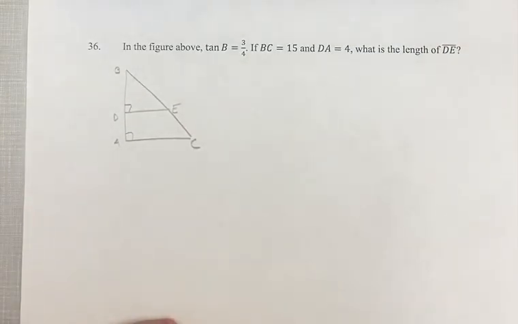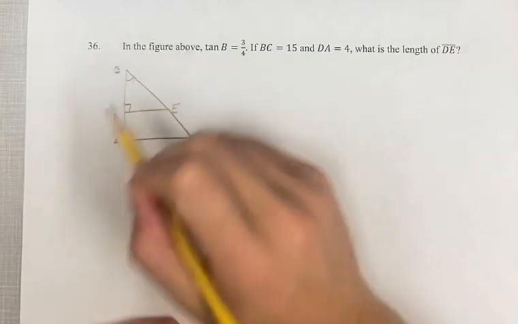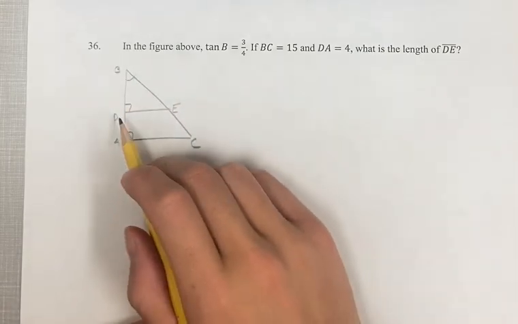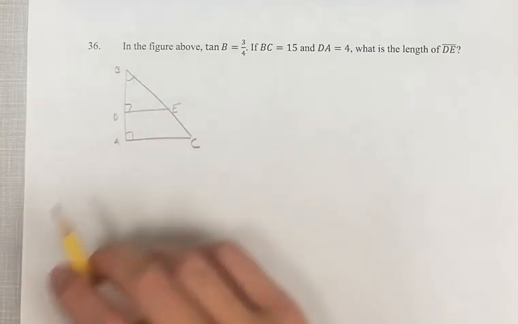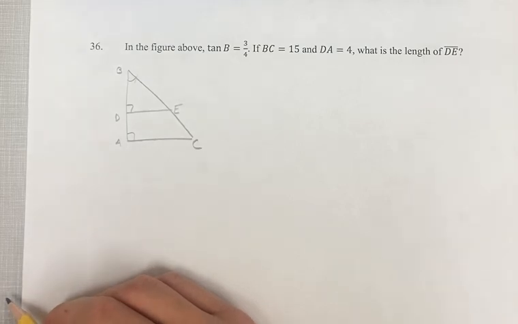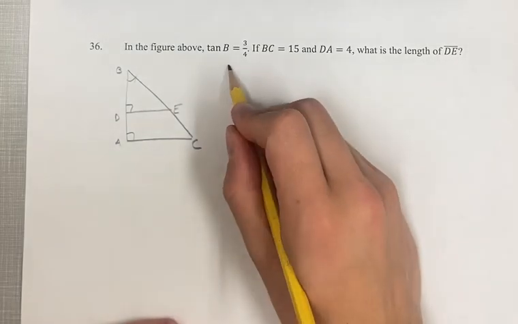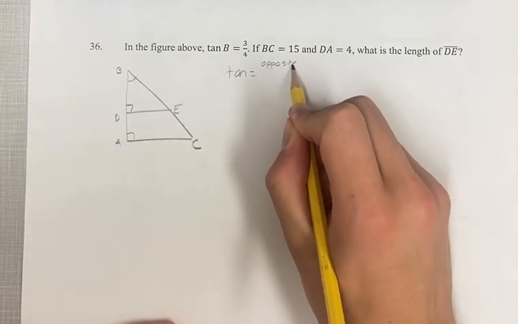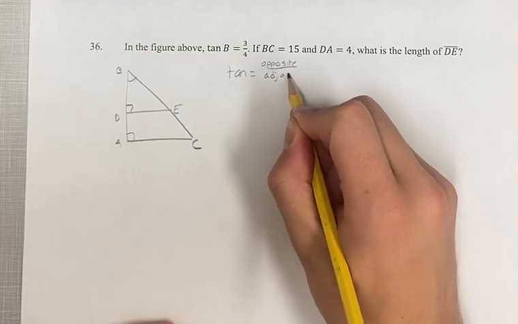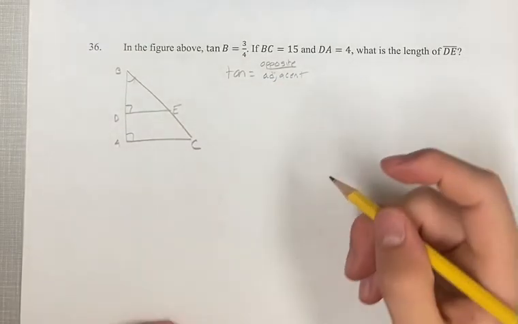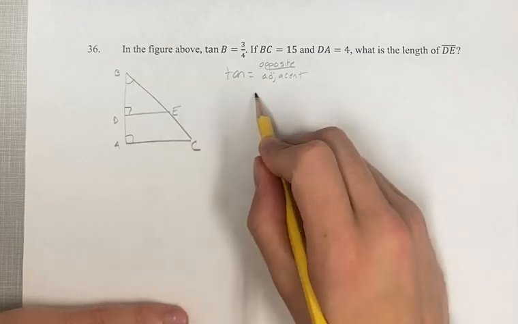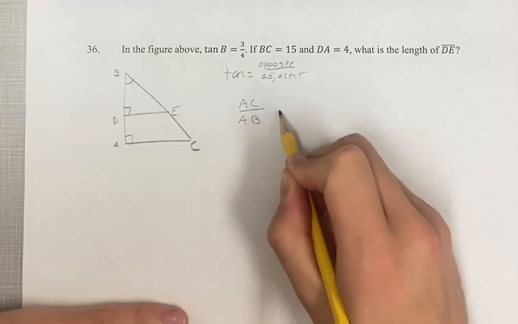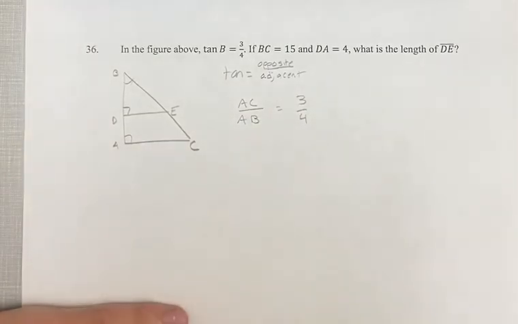In this problem, we're told that the tangent of angle B in this figure is 3/4, and if we know that BC is 15 and DA is 4, we're asked what is the length of DE. So first, what does it mean for the tangent of B to be 3/4? Well, the tangent is the ratio of the opposite side to the angle to the adjacent side. So that means that AC, the opposite side to B, over AB, the adjacent side, is 3/4.